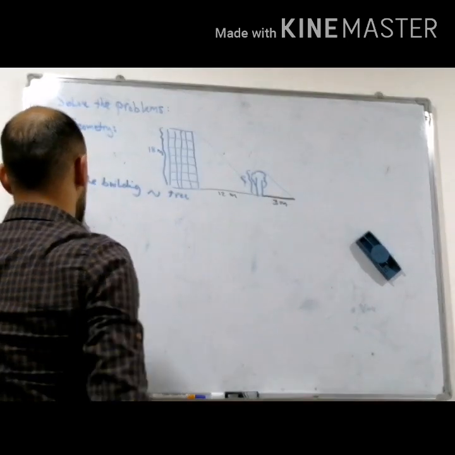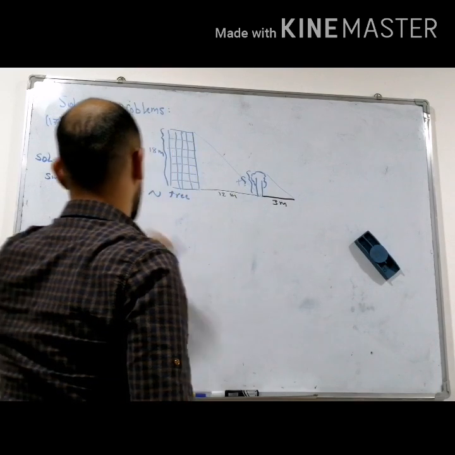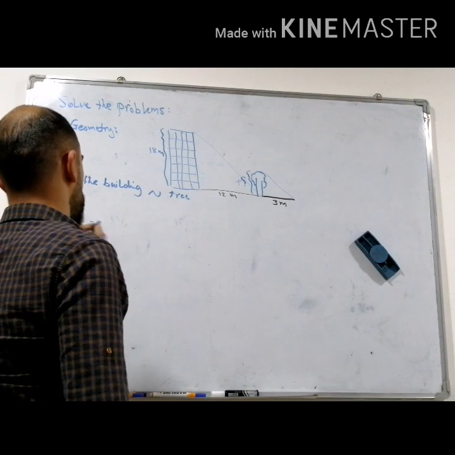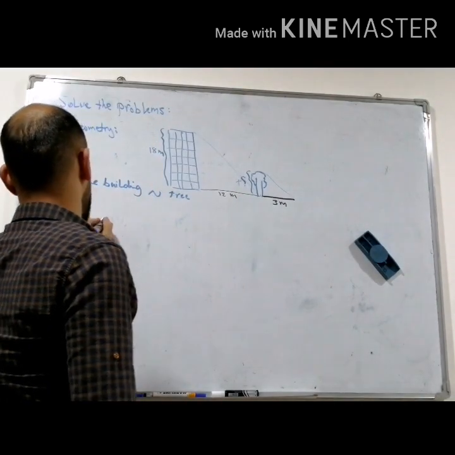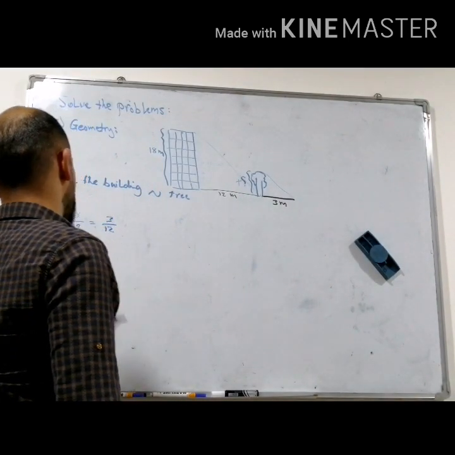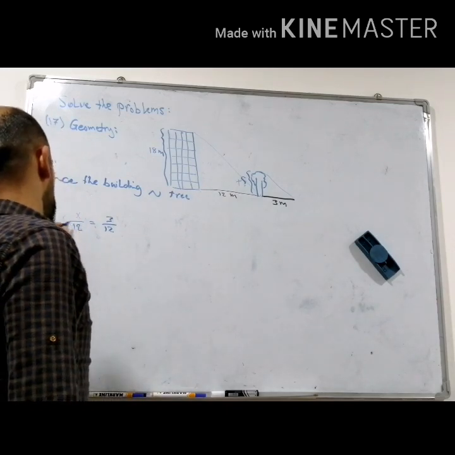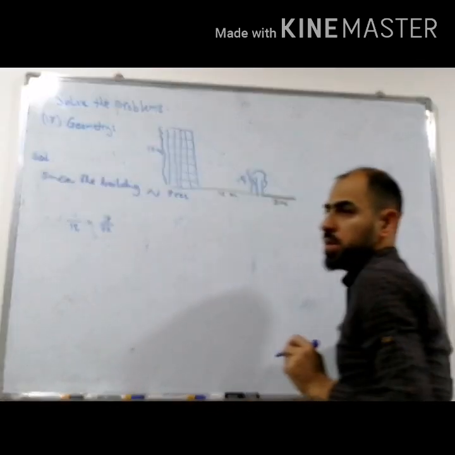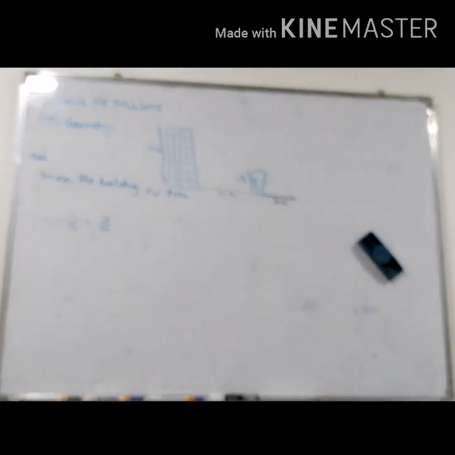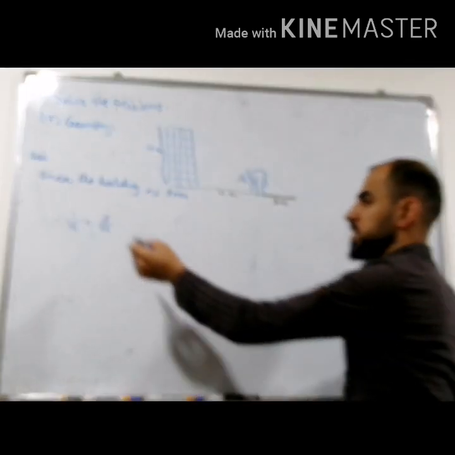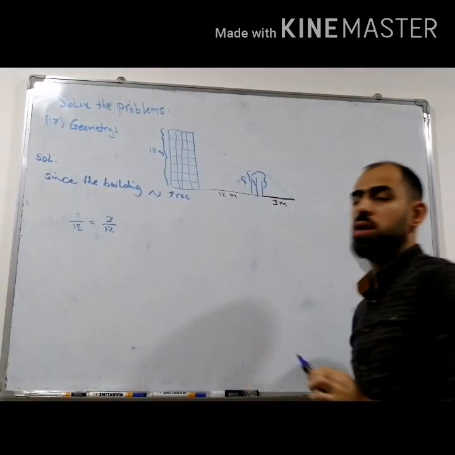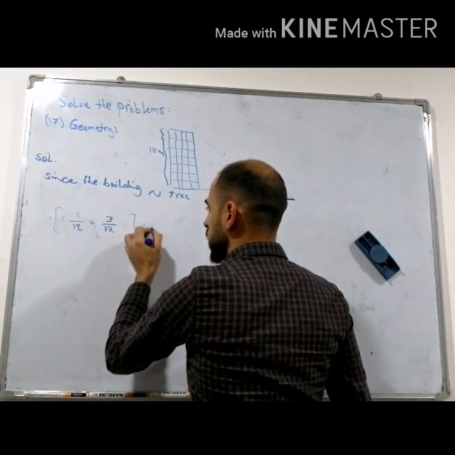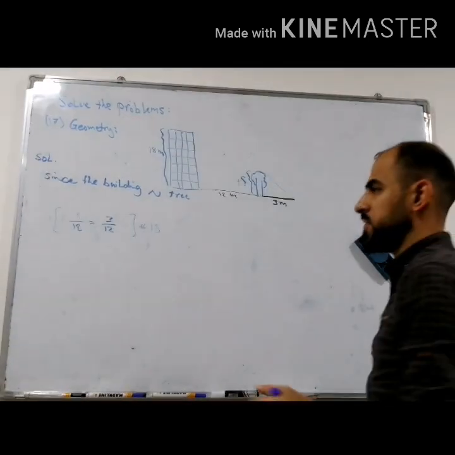So the unknown side, the height of the tree, we assume is x. x over 18 equals 3 over 12. Good. Now we have to remove the coefficient of the unknown variable x, which is divided by 18, so we multiply both sides by 18, or means times extremes, the same thing.